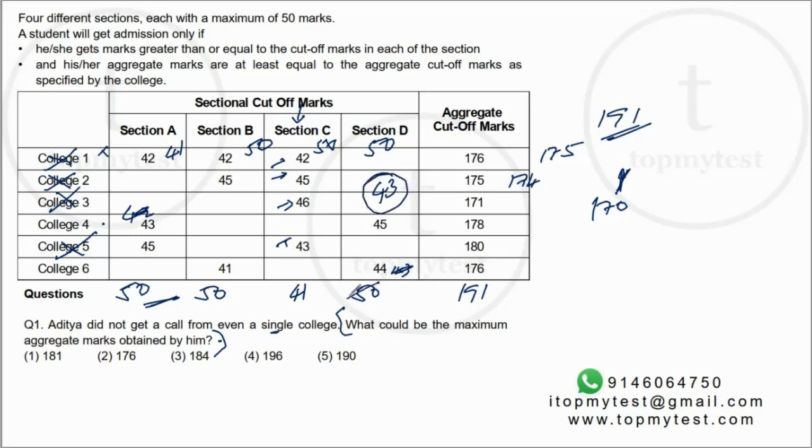If I score 43 instead of 50, my total score will be 84 plus 100, 184. So I'll score a 184, but I will not get a call from any of the colleges, even though I've cleared the overall cutoff. I will not get in here.